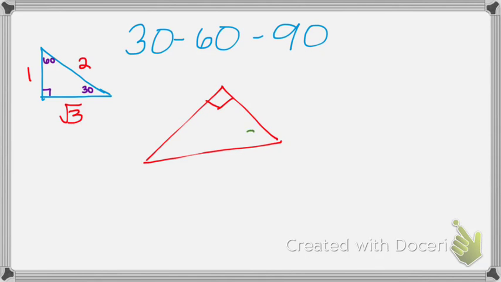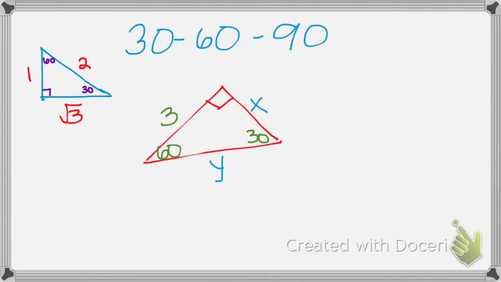So let's say we have this triangle. Here's the 30, here's the 60, and we know this side here. And we're trying to find x, and we're trying to find y. Okay, several ways we can do it.